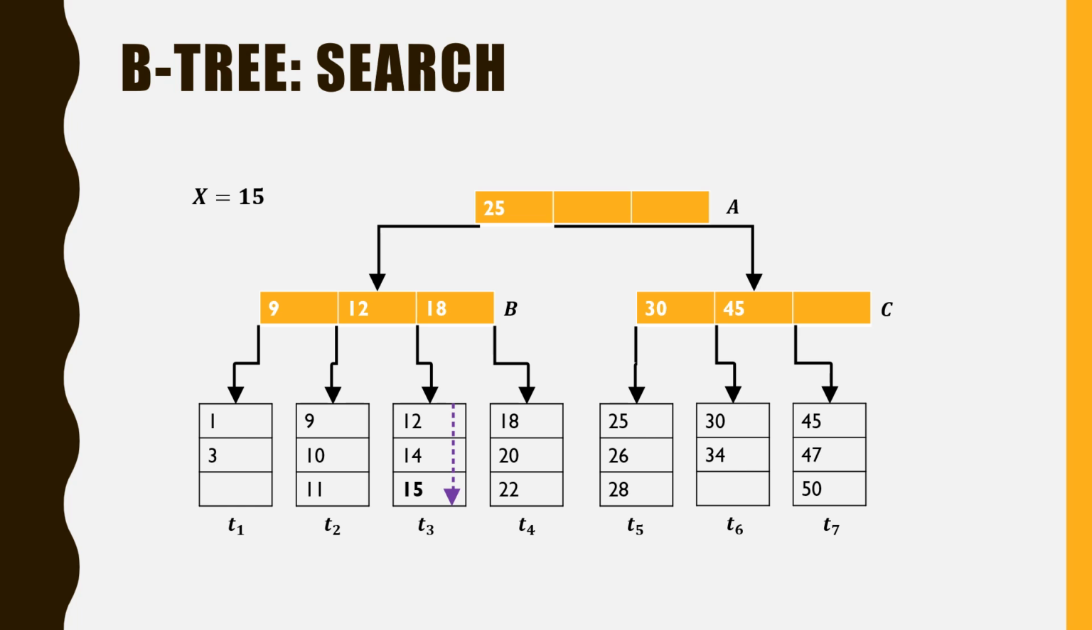Next, we load T3 into the main memory and find that this node is a leaf node. Since it is a leaf, we search for X among all data elements stored in this node. Finally, we find 15 and report that it is present in the B tree, terminating this search.